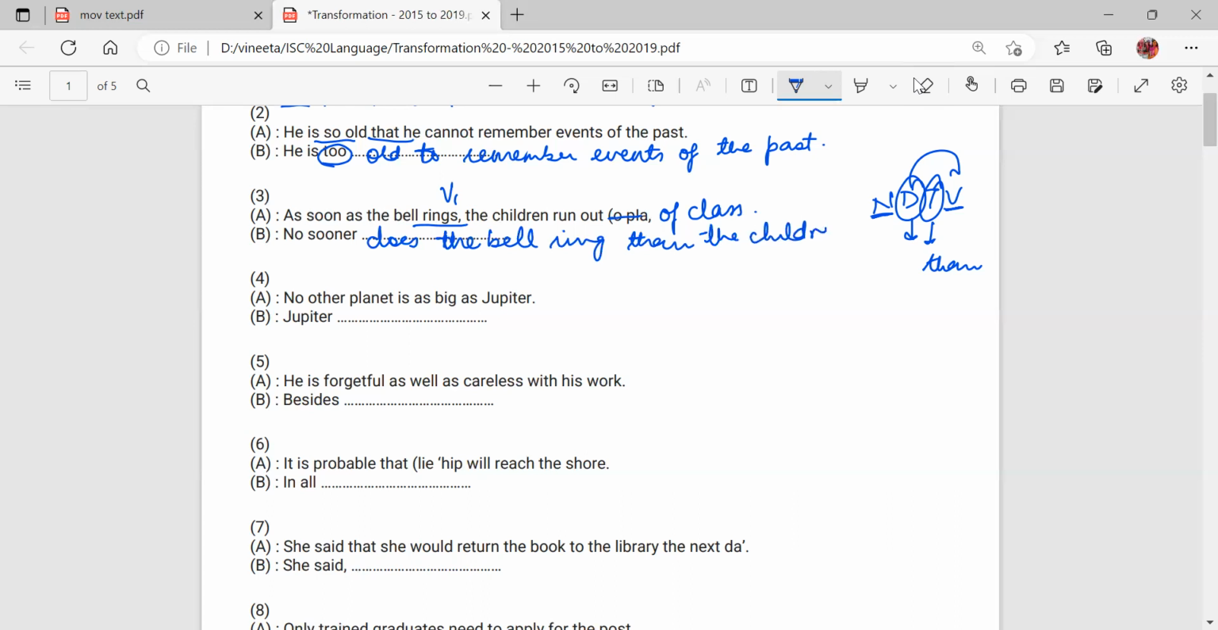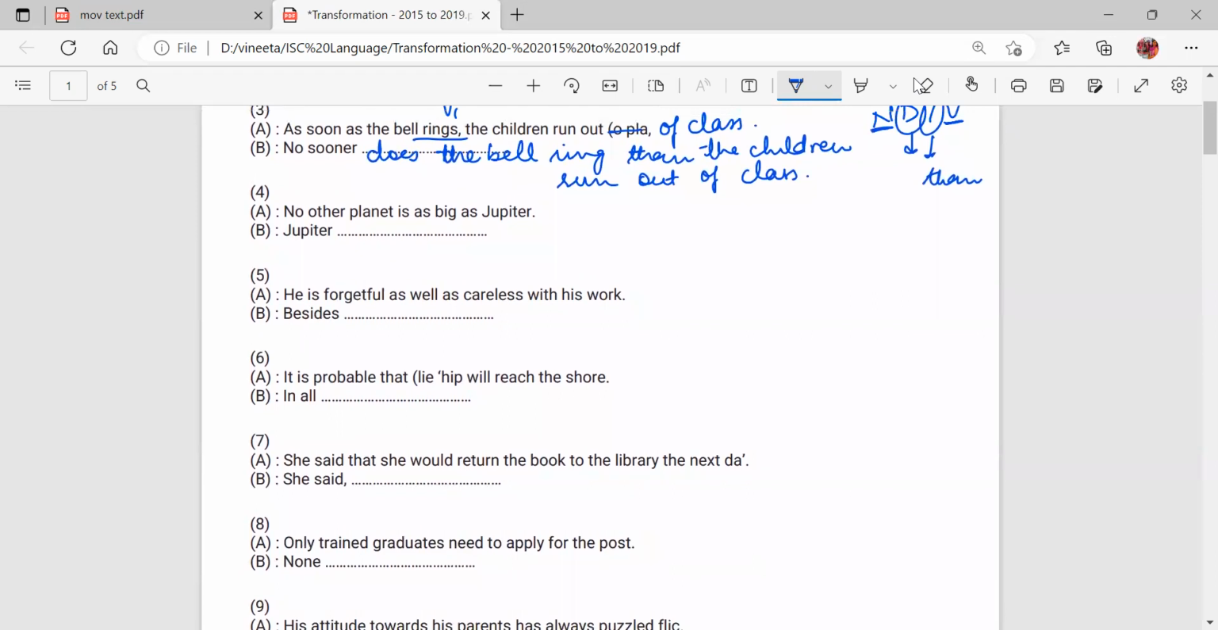Then the children run out of class. Now, for example, if here it had been like as soon as the bell rang, which is past form. Okay, so you would have used here did. No sooner did the bell ring. With did we always use first form of verb only. ठीक है, तो हमारा did आता है यहाँ पर. तो हम verb के accordingly, अगर sentence present tense में है तो हम do does का use करेंगे. Do does का use किस बात पे depend करता है? Subject के ऊपर. Bell is singular subject, that is why we are using does. Okay, it is a very common thing.